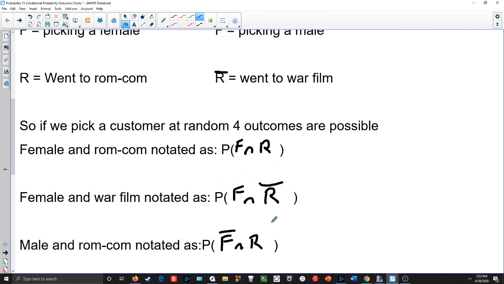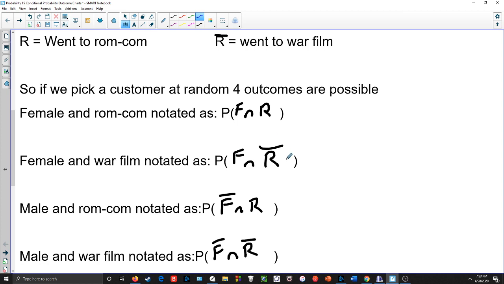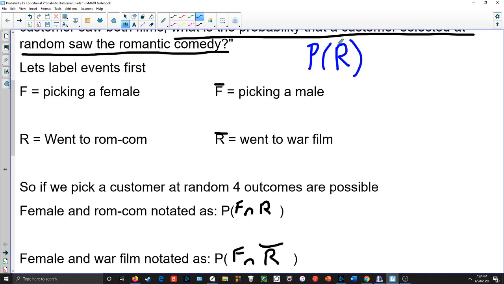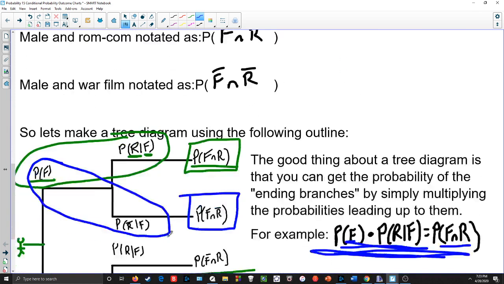We have everything that's ancillary to that. We have female and R, female and romantic comedy, male and R, male and war film, that sort of thing. We have all these little sub probabilities, but we don't have the general one: if you pick somebody, what's the chance they saw the romantic comedy? We just have the splits. That's why we're going to be using this notation, so that we can combine these together to get the probability of romantic comedy without any gender influence in there.